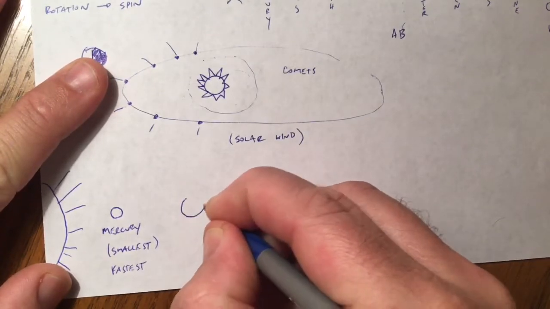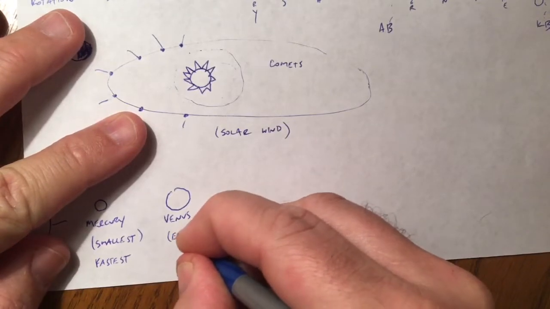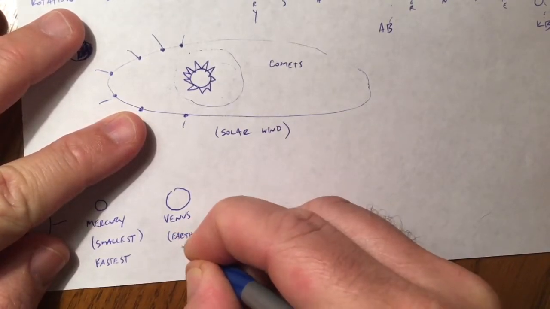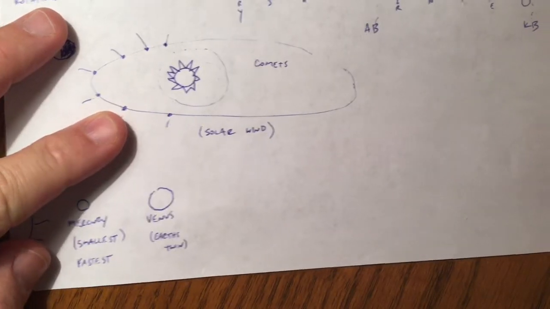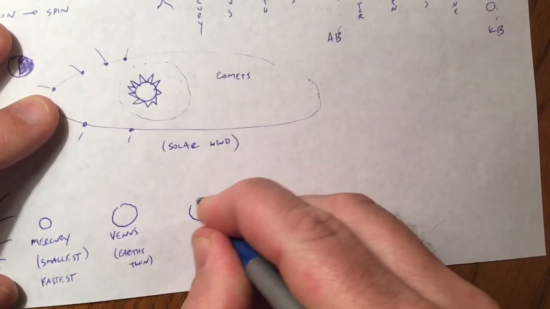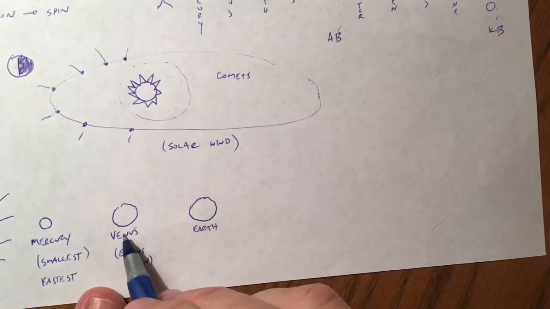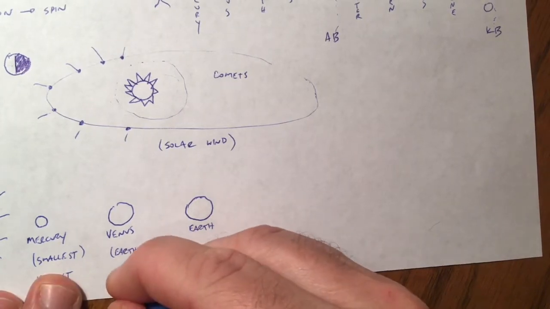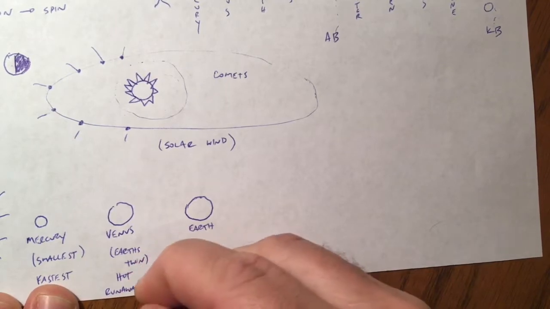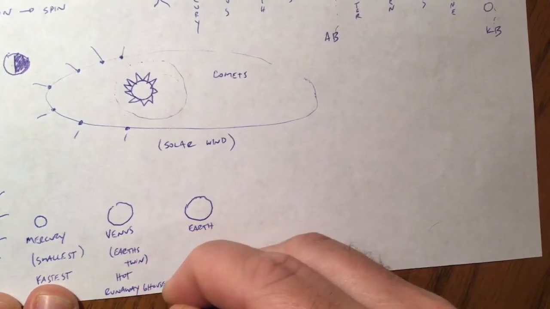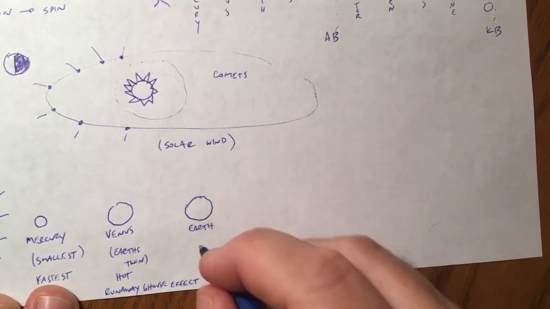There is Venus, and that is considered Earth's twin. We've got planet Earth, and they're about the same size. That's why they call them twins. Venus is a very different place. It's very hot due to the runaway greenhouse effect. A very thick atmosphere causes heat to get trapped on Venus.